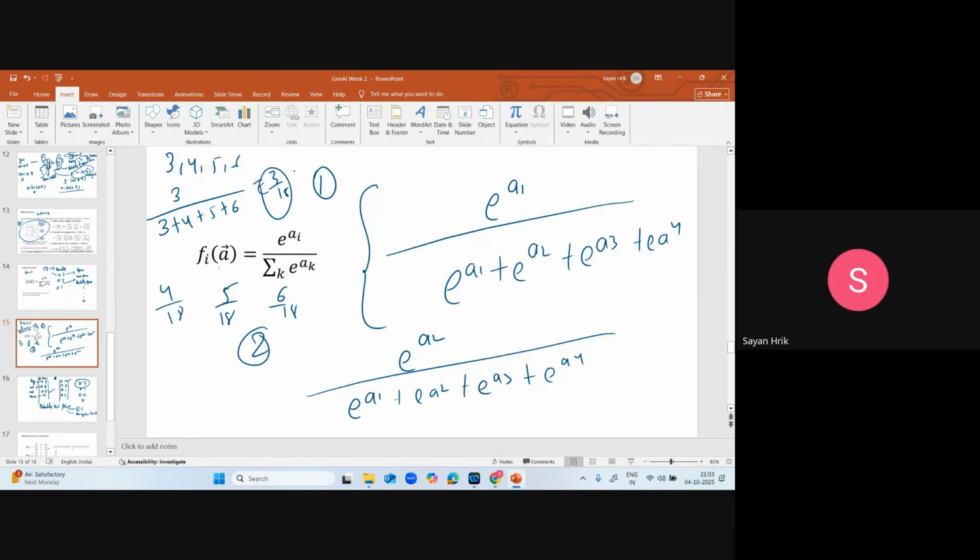So all the values are non-negative, and if you add them up, 3 plus 4 is 7, plus 5 is 12, and 6 is 18. The sum is 18 upon 18, which is 1. So it's doing the job.